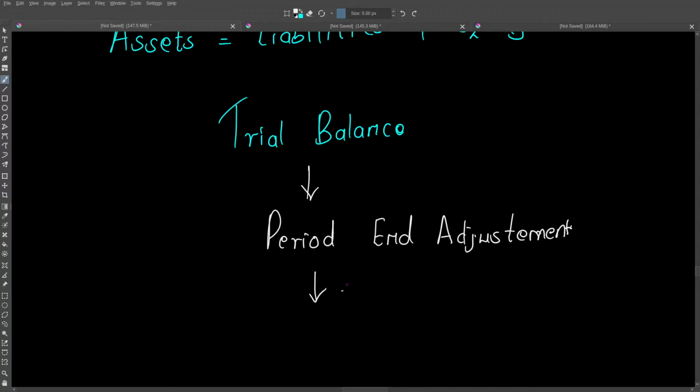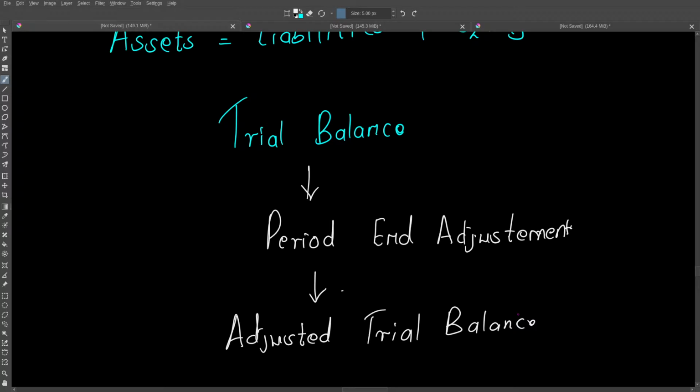So once you have the trial balance, you do the period end adjustments. You're going to get the adjusted trial balance. This trial balance now is inclusive of all those period end adjustments. Examples of period end adjustments are accruals, prepayments, depreciation. You do the allowance for bad debts. You need to make these adjustments as at that year end when you're doing accrual accounting.